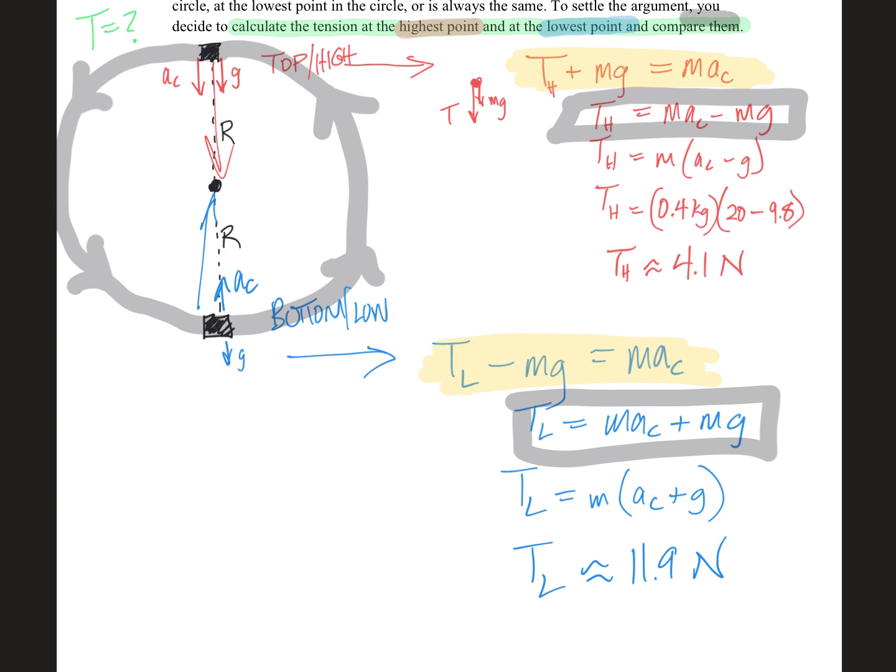And so what will comparing them lead to? Well, we could just say, well, the ratio, T low to T high, if I do 11.9 over 4.1, then I'll get roughly 2.9. So the low tension is about 3 times the high tension, or 2.9, whatever, if you want to be specific. So it's a comparison. And hopefully the string is tough enough. It appears that it is when we do that.